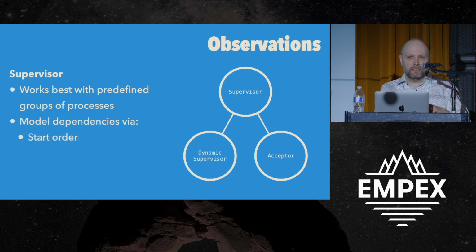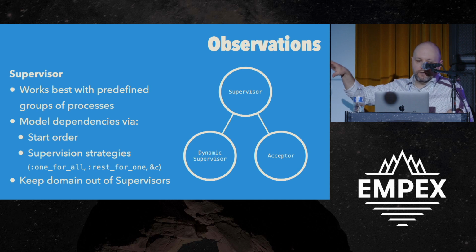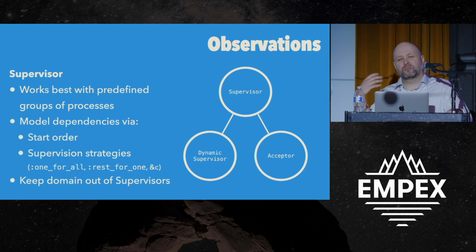And you do this by, first off, things like start order, like we saw earlier, making sure that you have a dynamic supervisor started before you start your acceptor. You also can use things like supervision strategies to determine what happens when one of these things crashes, how do we go and start the rest of them. It's also kind of important to note that supervisors are best when you keep your application logic out of them. Keep them focused on modeling dependencies between their children and not on modeling aspects of your particular application themselves. They do their best job when they're able to just do their only job, which is typically the case of most processes.